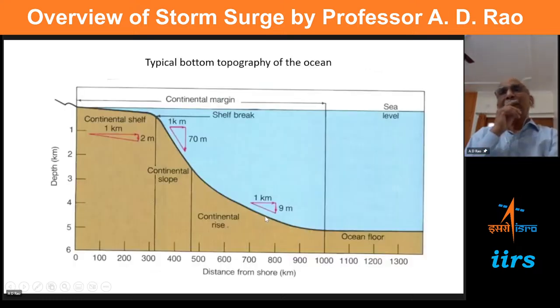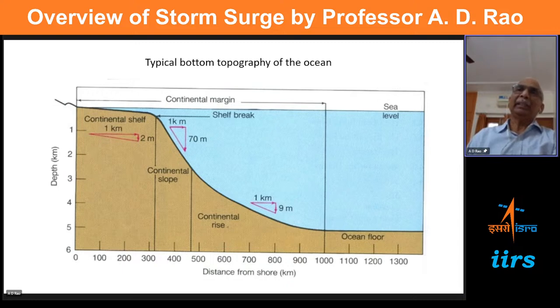Okay, a very important thing is why some cyclones cause more havoc compared to other cyclones. It depends upon many factors. One very important factor is the continental shelf. How do you define the continental shelf? Some people may not know. This is the beach, let us say, and this is the typical bottom profile of the ocean. That means as you go away from the beach, the depth of the ocean increases.